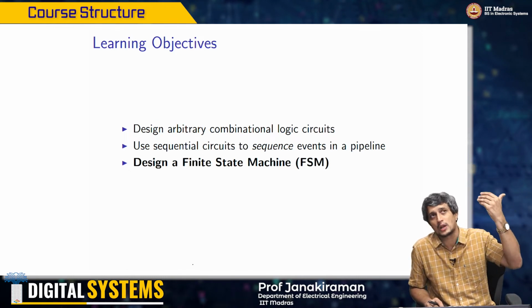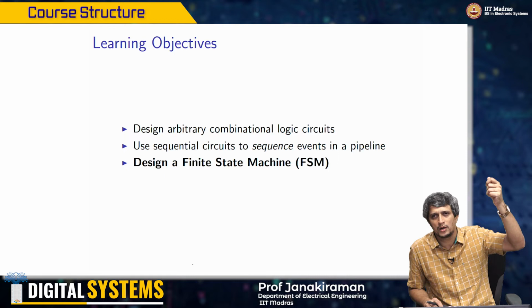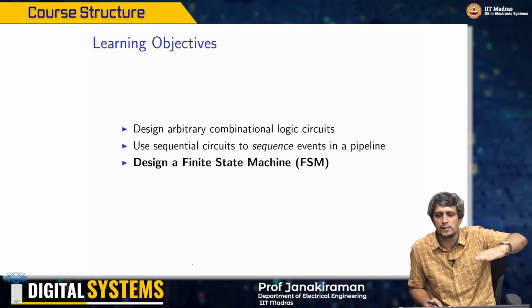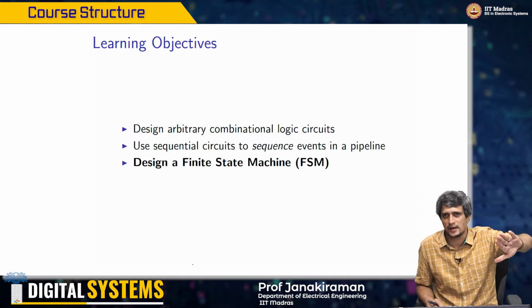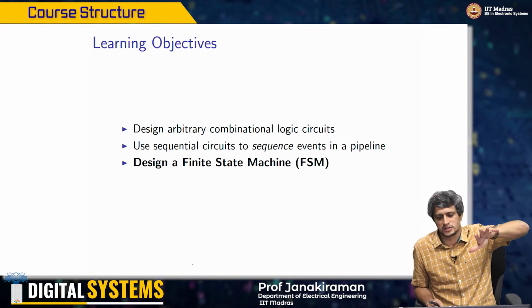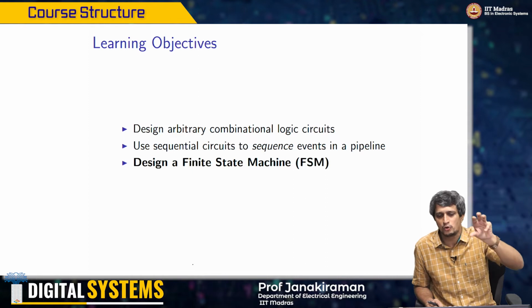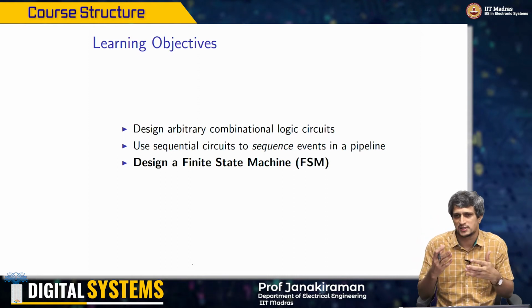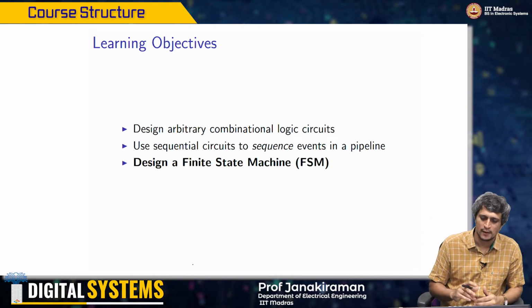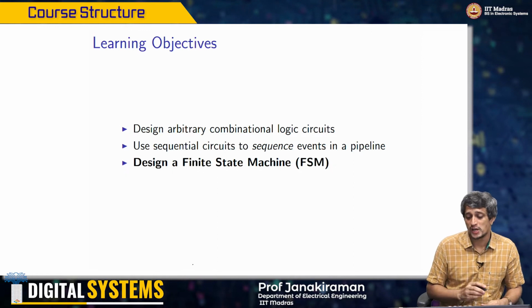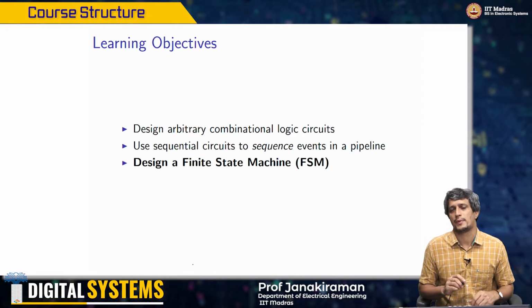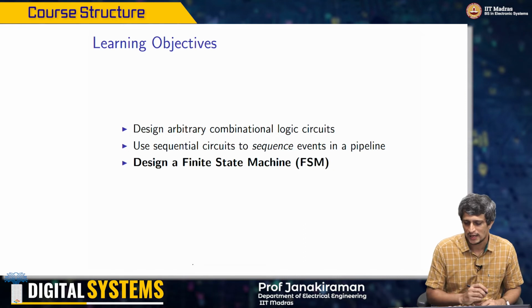Similarly the case with your light. You keep the light on, after some time it will go dim and go off automatically in the car. So there are a lot of these control systems that you need, and all of that is built using some sort of combinational circuit and sequential circuit. You should be able to use sequential circuits to sequence events in a pipeline. I'll again come to that later.